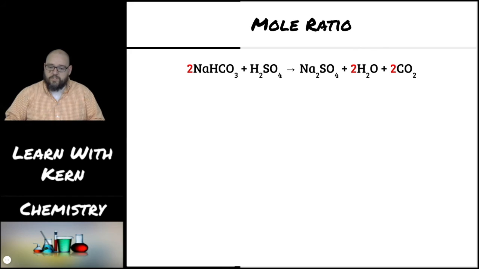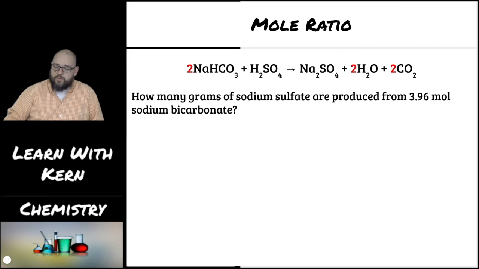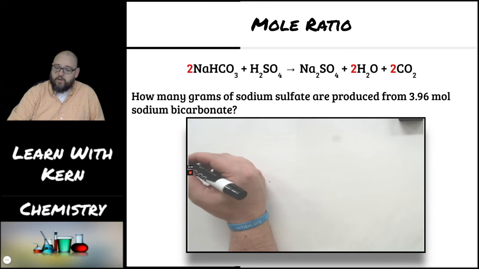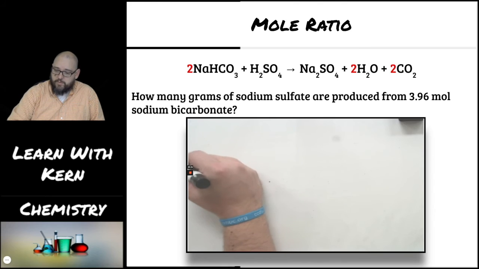So now with that equation, we can answer some stoichiometry questions, because again, the first step to stoichiometry is making sure you have a balanced chemical equation. So now how many grams of sodium sulfate are produced from 3.96 moles of sodium bicarbonate?